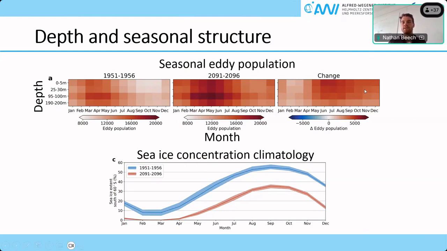And we also have a decline in the seasonal cycle because we can't reduce our sea ice past 0% coverage. So we have more of an increase during the winter months than in the summer.